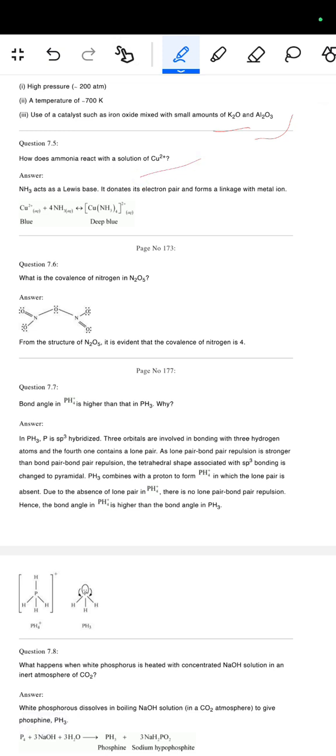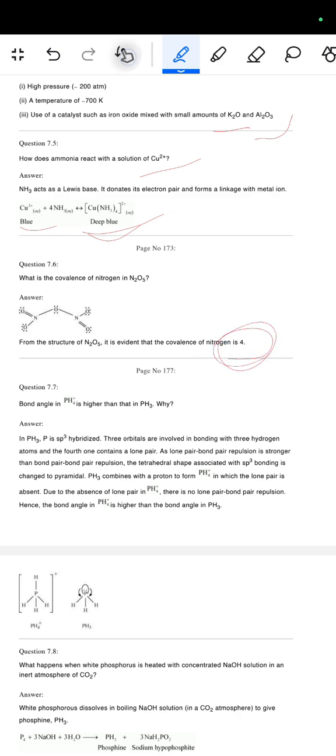Next है, how does ammonia react with the solution of the Co2+? So NH3 reacts as the Lewis base, it donates electron pair and forms linkage with the metal ion. तो Co2+ प्लस 4 NH3, NH3 के 4 डीप ब्लू कलर था। ब्लू से कैसा कलर आएगा? डीप ब्लू। नेक्स्ट है बात है कोवेलेंस ऑफ द नाइट्रोजन इन N2O5। तो फ्रॉम द स्ट्रक्चर ऑफ द N2O5 इट इज एविडेंट दैट कोवेलेंस ऑफ नाइट्रोजन कितना आता है?